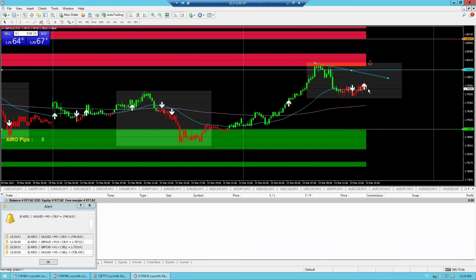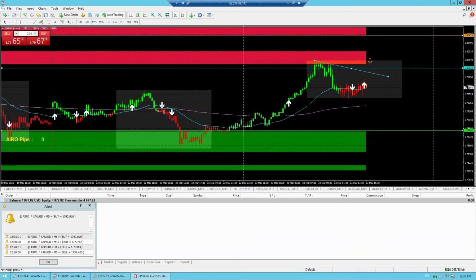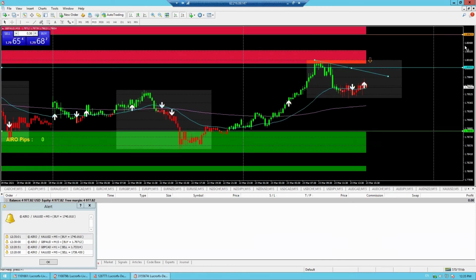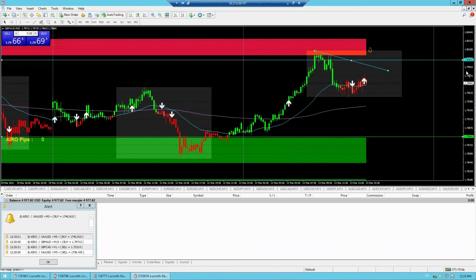I don't really like it where it is right now to take it long. Contra trend, up arrow. Let's try and keep the wind to your back. Try and keep the trend in your favor, and you'll find you'll win a lot more trades that way.